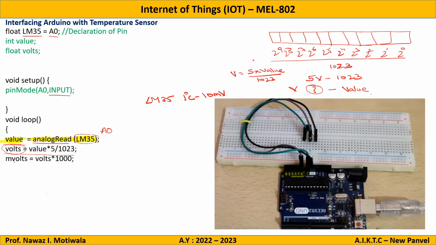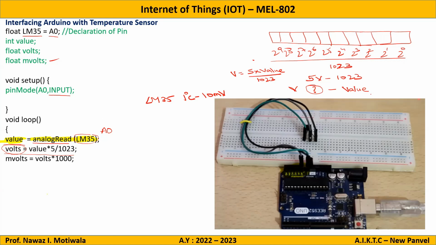Once we have found millivolts, we have to also declare it in the initial part. So I will declare it in the initial part after floats. Here it is float mvolts. Here I have written it. Okay, so we were here. Now we have to convert this voltage into temperature. As per the specification of the LM35 sensor, 1 degree centigrade corresponds to 10 millivolts.